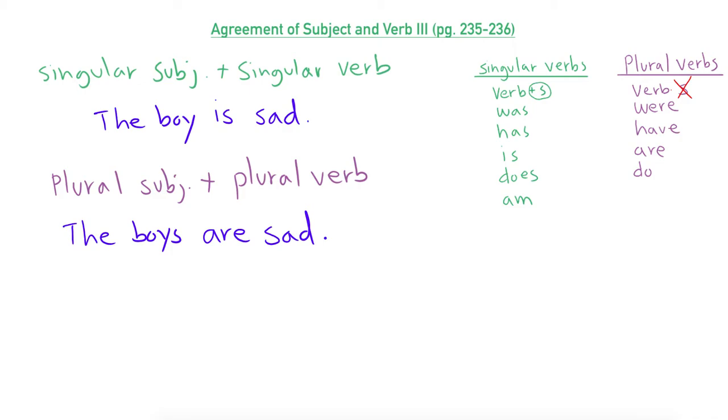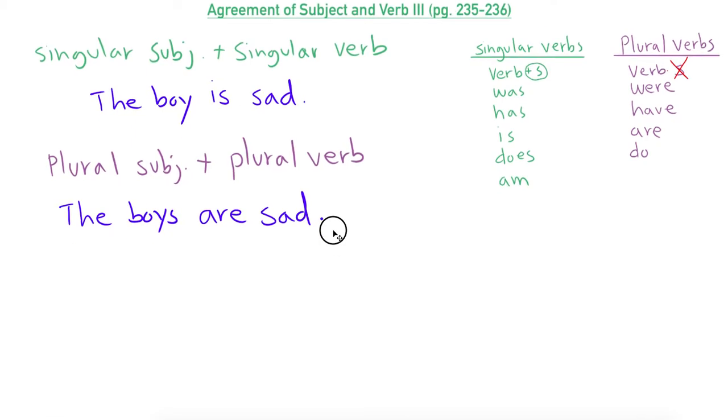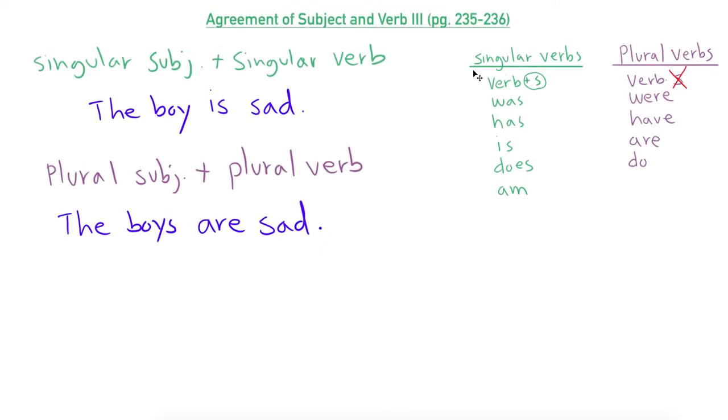If you're not sure whether it's correct, you can say it out loud to yourself and see if it makes sense. If I said the boys is sad, that sounds off, right? Another really important thing to know is that most singular verbs you just add an s to the end, and most plural verbs do not have an s at the end. So it's the opposite, right? Usually, if you want to make something plural, you add an s, like boys. If you want to make it singular, you take away the s. But for verbs, it's the opposite.